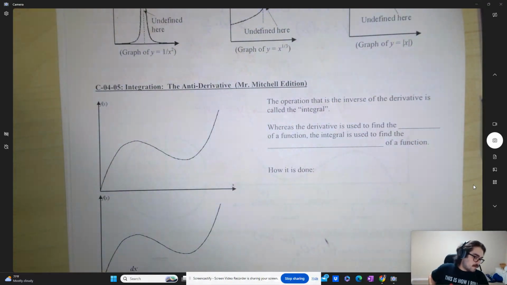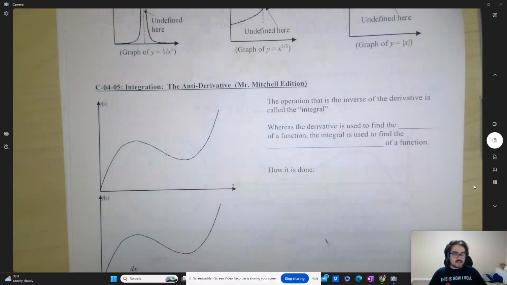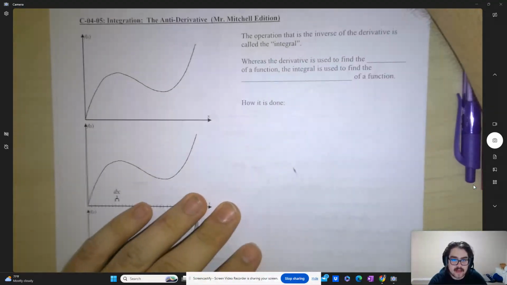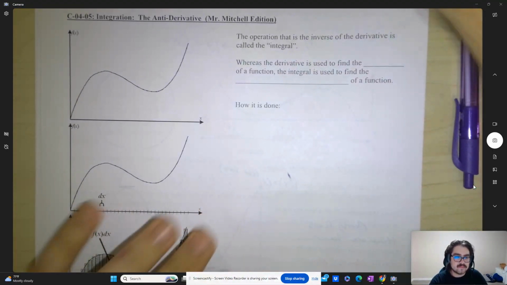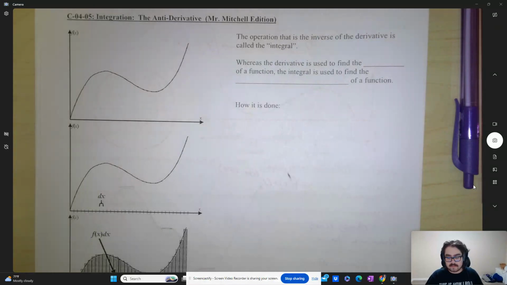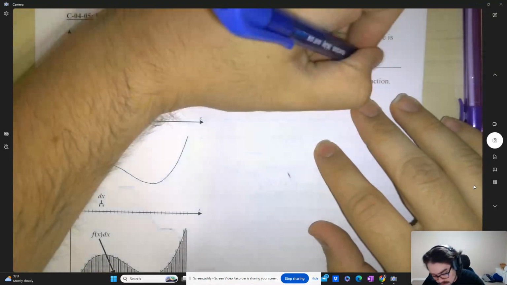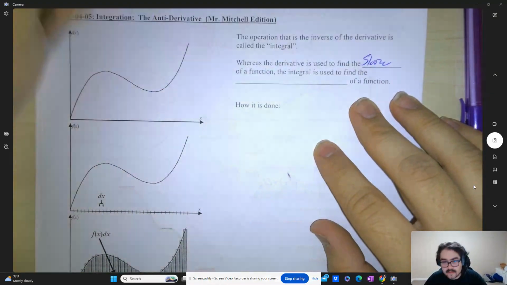Okay, integration. Integration is the antiderivative. It's the opposite of derivatives. So if you had the derivative of something and you wanted to work backwards to get back to the base function, you would integrate it to figure it out. Derivative gives us the slope of a function, right? We figured that out in the last part.